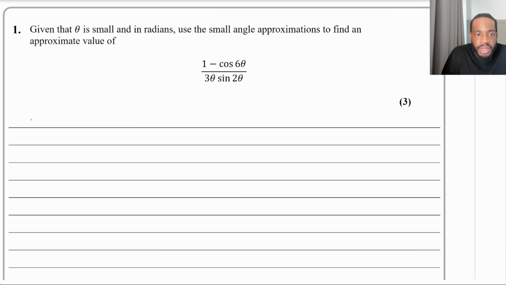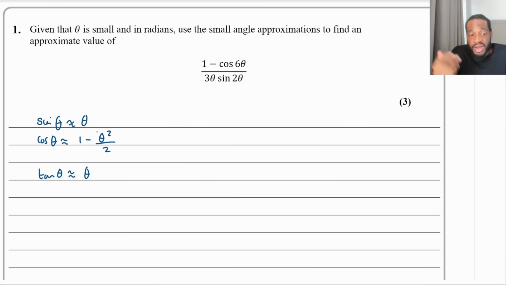So small angle approximations, I always just write them out first. They're in the formula book, but write them out. Sine theta is approximately theta. Cos theta is approximately 1 minus theta squared over 2. And tan theta is approximately theta as well. Now which ones do we have? We've got cosine and sine, so I don't need the tan one, but it's always good to write out anyway.